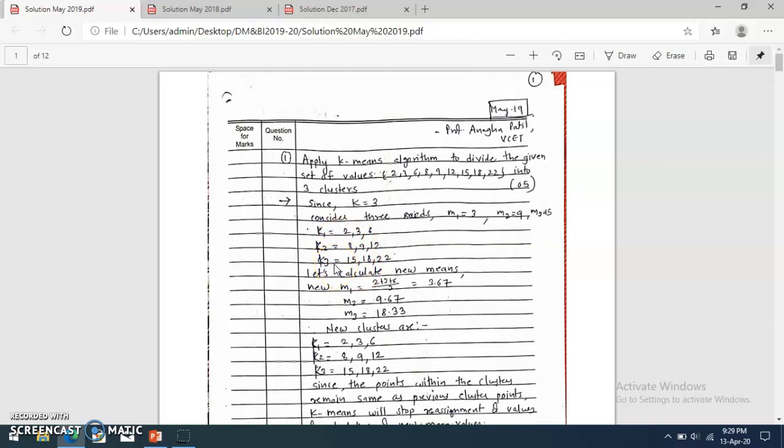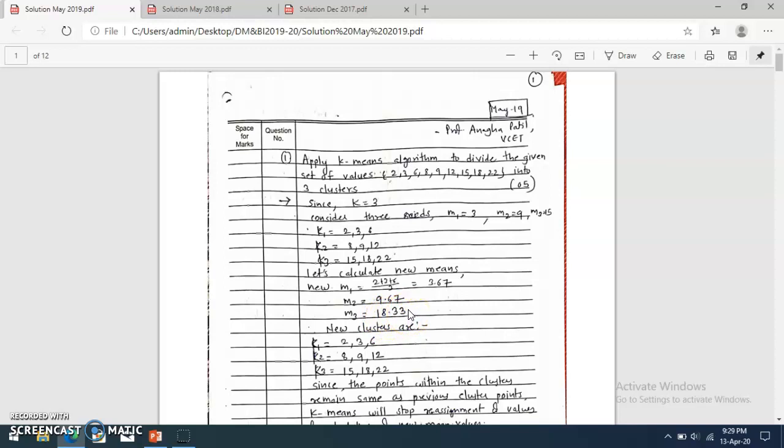Since we have got the new clusters, let's find out the new means. The new mean for cluster number 1 is the mean of this, that is 2 plus 3 plus 6 divided by 3, which comes out to be 3.67. For the second cluster it is 9.67. For the third cluster it is 0.33. This indicates that we have got new means now.